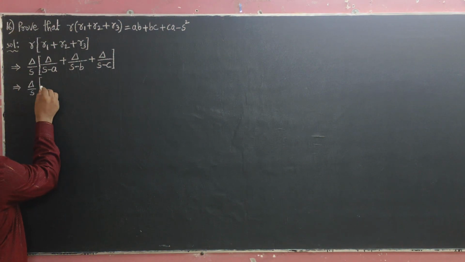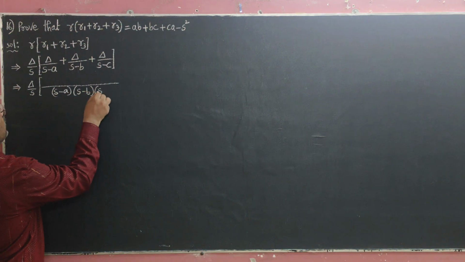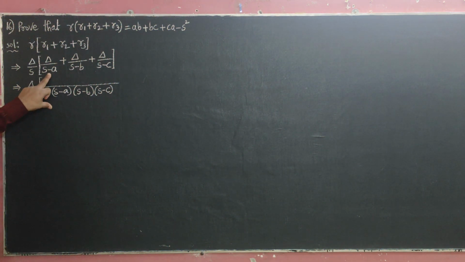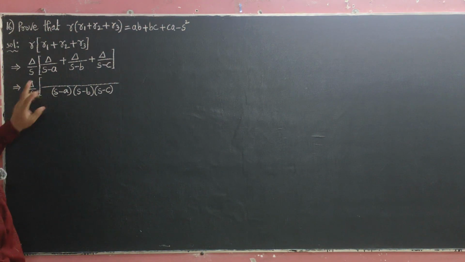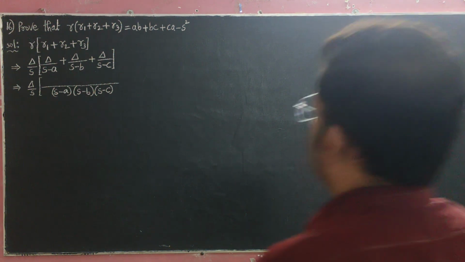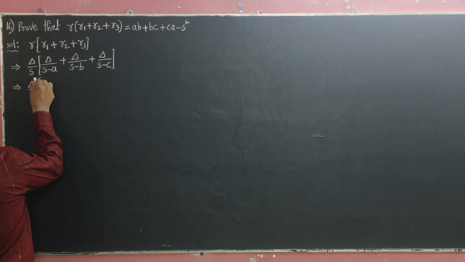Inside, the LCM: since the terms are different, the LCM is s − a into s − b into s − c. The denominator of the first term is s − a, so that is complete. In this, s − b is missing and s − c is missing, so multiply the numerator with the missing terms. Before that, from the numerator, delta is common, so outside we get delta square.